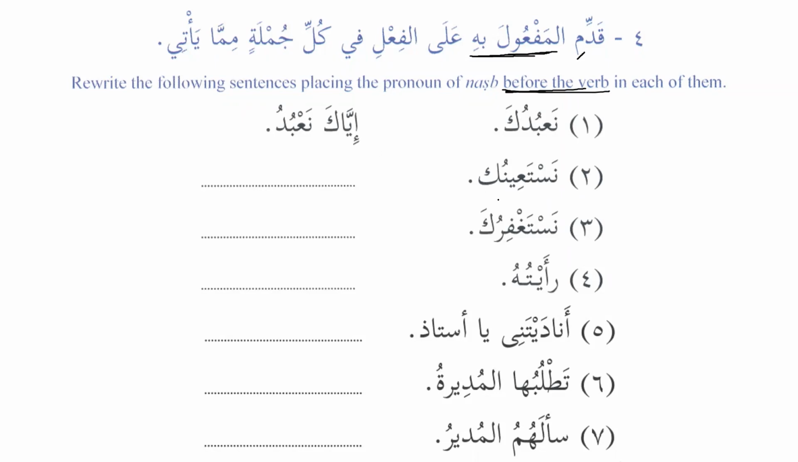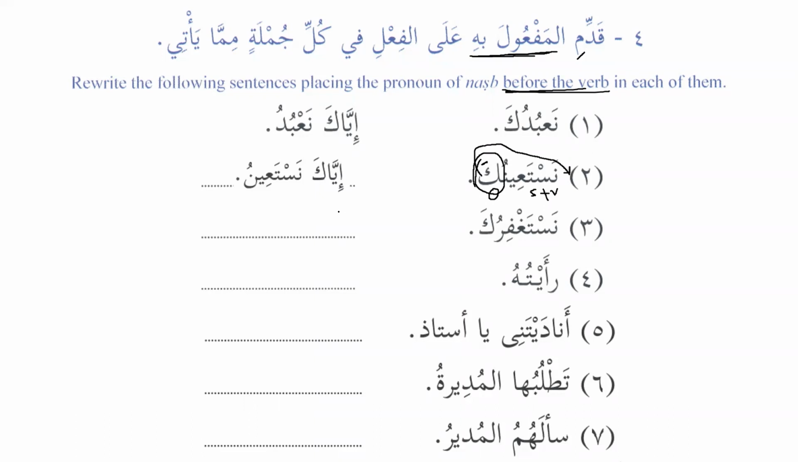Okay, what about nasta'inuka? What will be the answer for nasta'inuka? We have to bring forward the object. Nasta'inu, we know that we have the subject, plus the verb, and then ka is the object. Generally the attached pronoun comes after the verb, but we need to bring it before the verb. So we will say iyyaka nasta'in. Only you we ask for help.